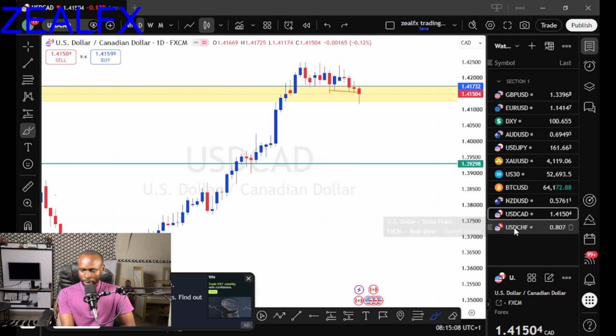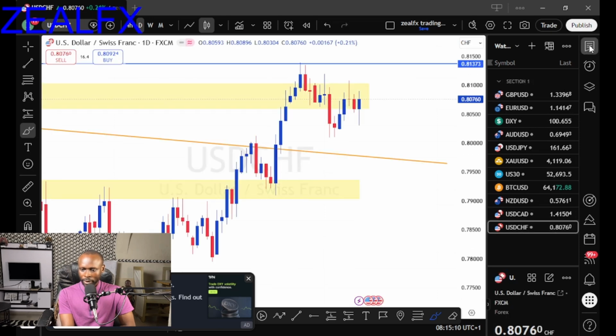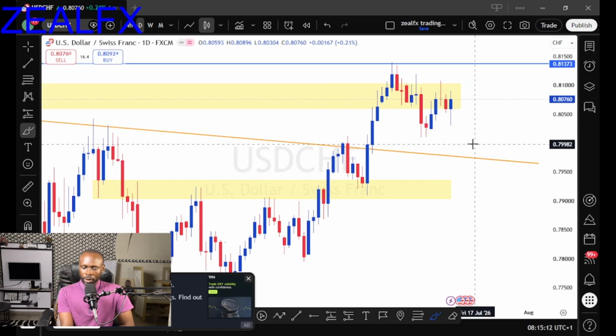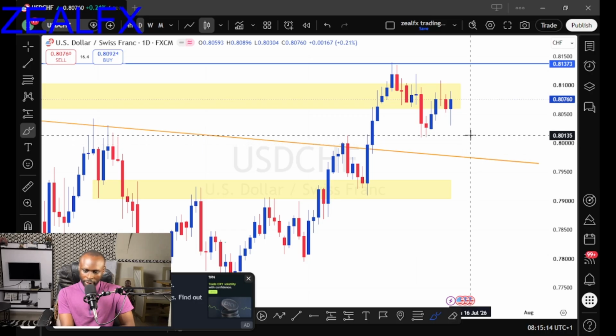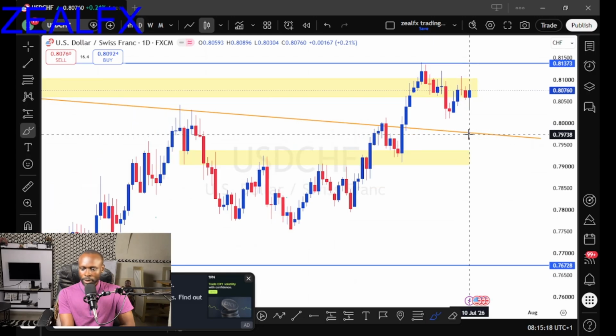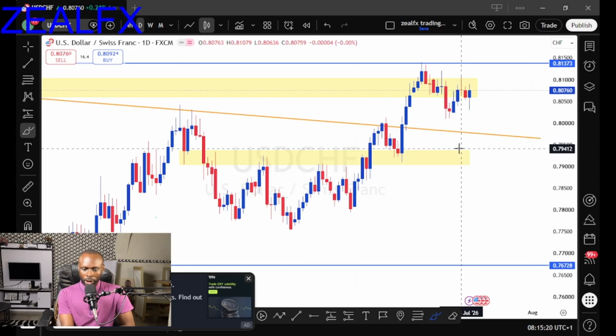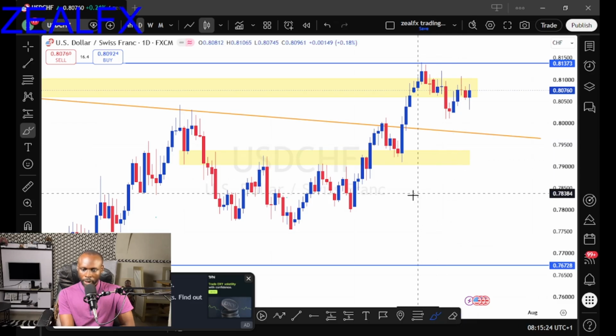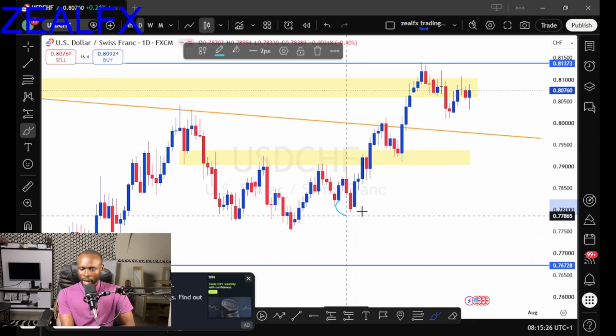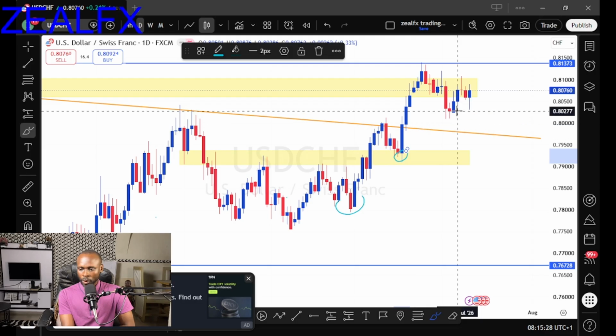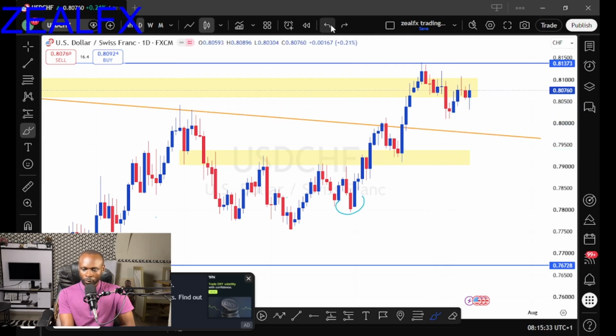Let's look at the next pair, which is our last pair. USD CHF looks very juicy this week. So let's break down the trend of the market and the level that will trigger the next big move. We can see we have this series of higher low, then higher low, then higher low. So this series of higher lows indicates a bullish move for the USD CHF.